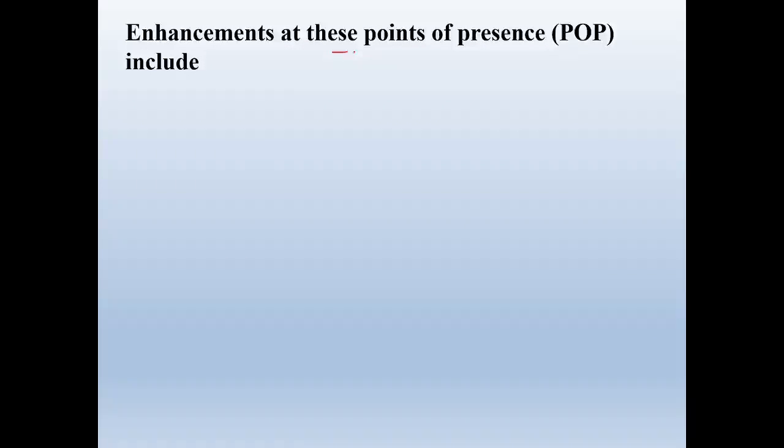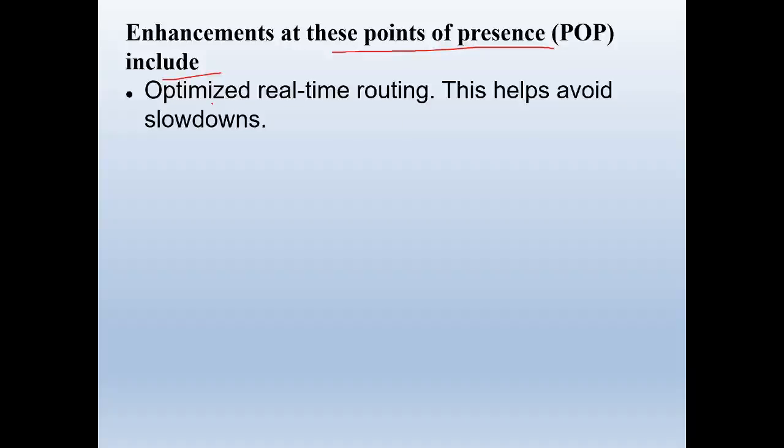Enhancements at these points of presence include, so enhancements which happen on the cloud provider's side. So implementation will be done on the cloud provider's side. So what will be done? Optimize real-time routing. This helps avoid slowdowns. So routing is used to optimize it, and it helps to avoid slowdowns. Whatever problems arise, and how to increase the speed, all these things will be handled because of optimization. These all will speed up.